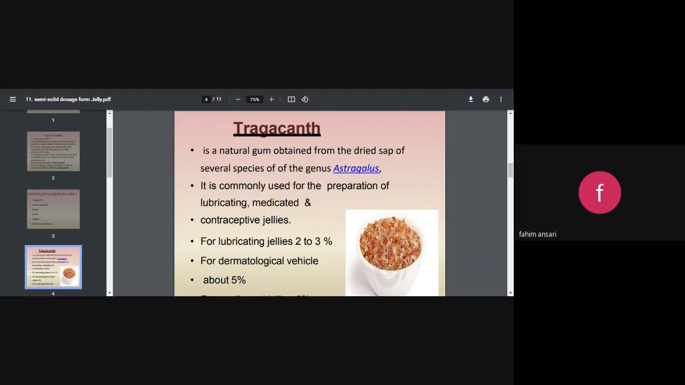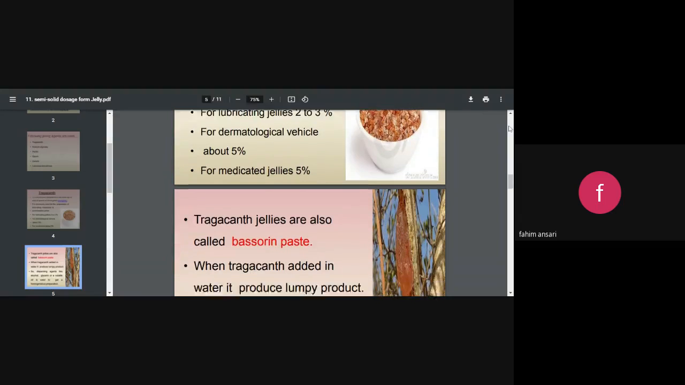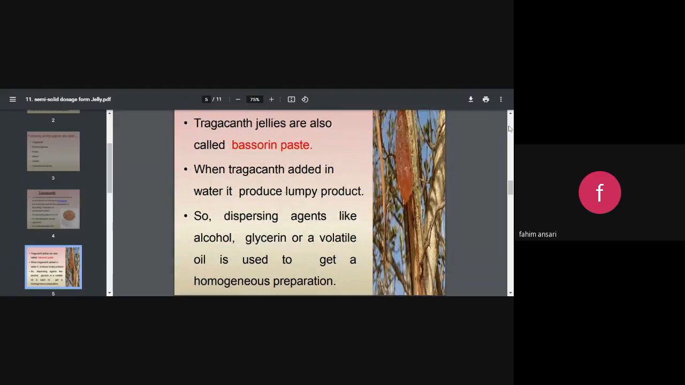In dispensing tragacanth jellies, some other materials are also used. For example, alcohol, glycerin, and volatile oils can be used. Next is Besorin paste. The tragacanth jelly formulation is called Besorin paste.